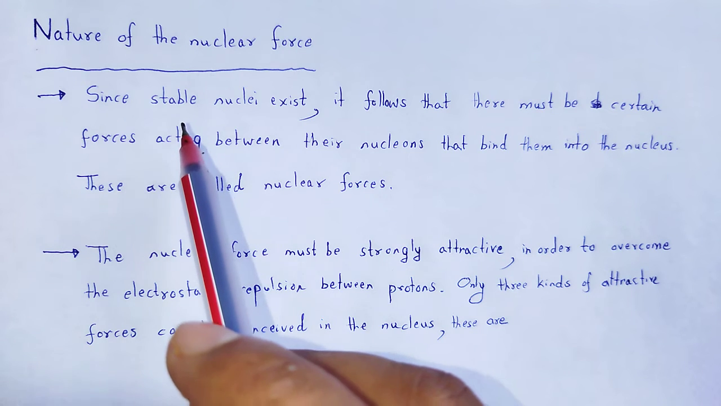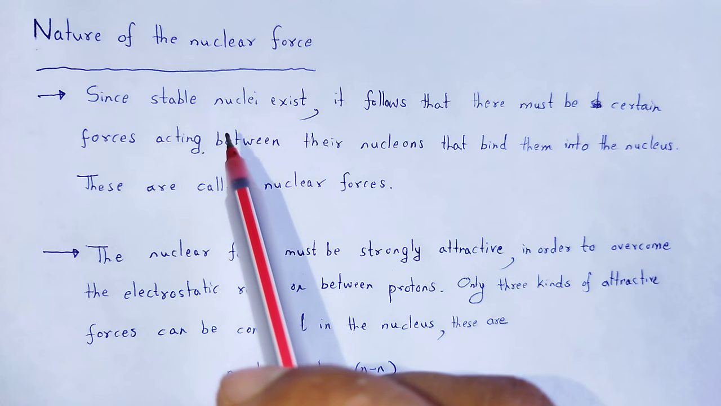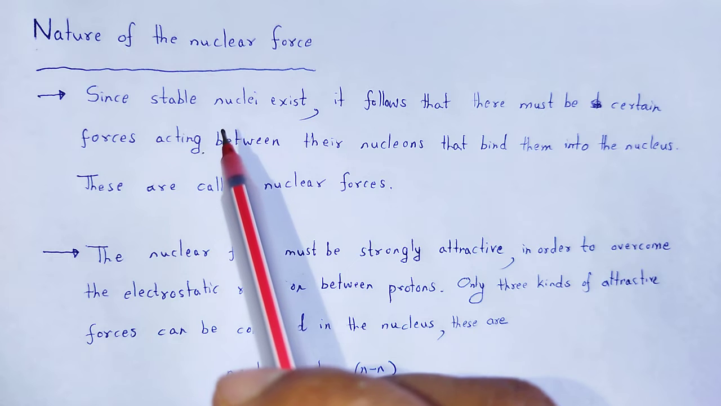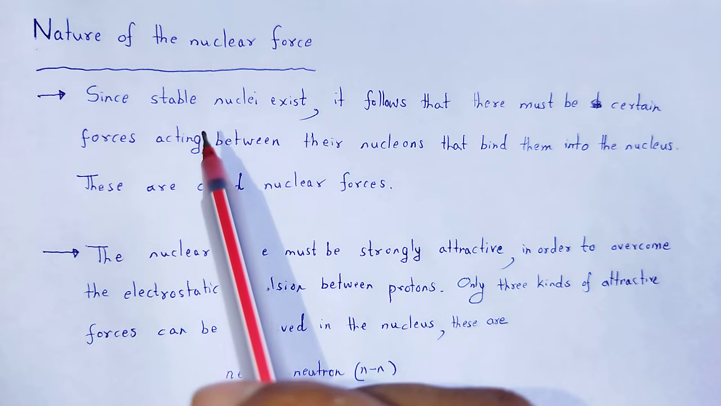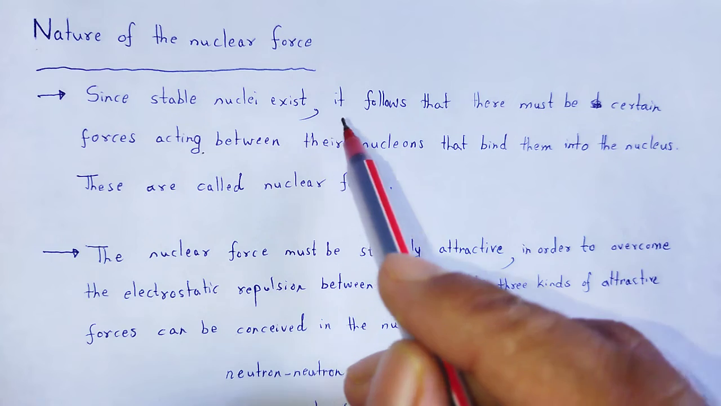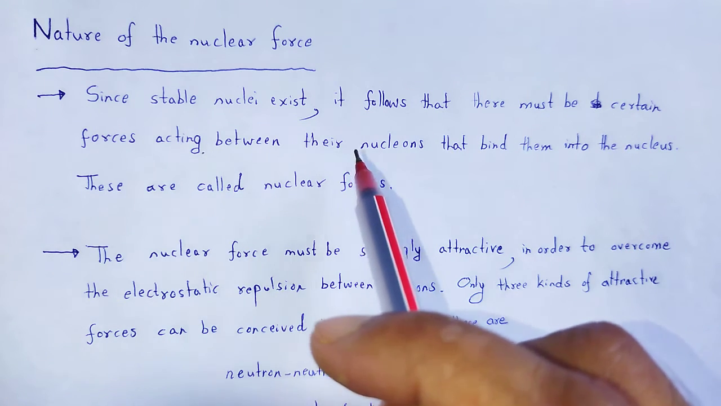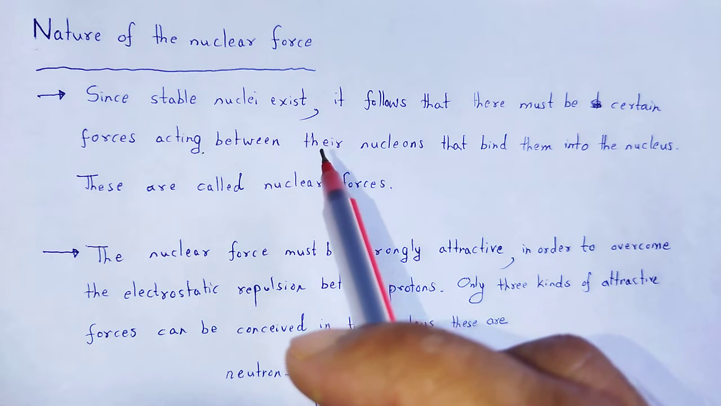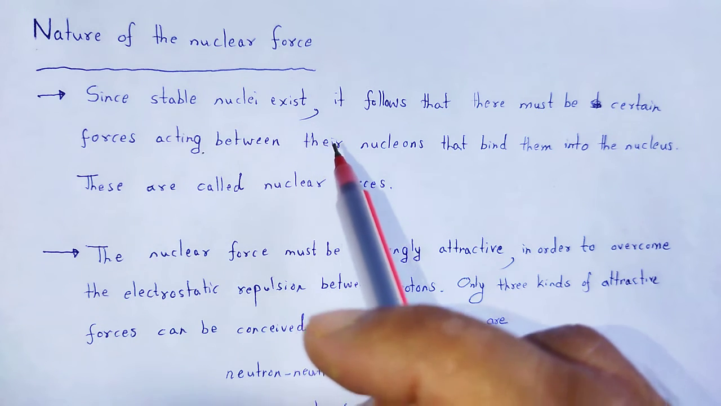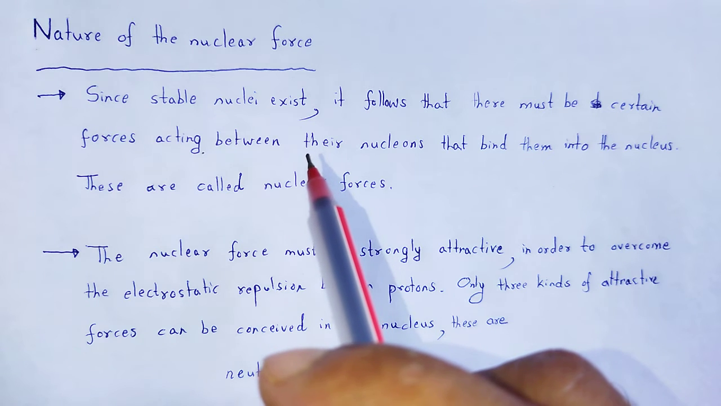Since stable nuclei exist, in an atom there will be a nucleus. In that nucleus there are protons and neutrons. So we see the nucleus exists in an atom. It follows that there must be certain forces acting between the nucleons. In the nucleus, there are protons and neutrons. Proton is positively charged, neutron is chargeless.